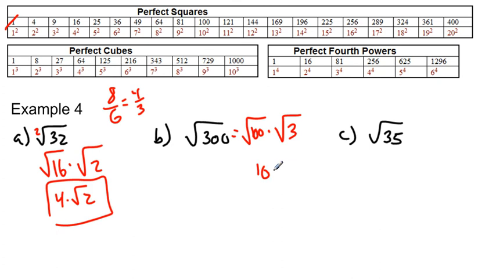And we cannot break down square root of 3, because look, none of these numbers goes into 3. So this right here is our simplified answer. Okay, let's go to square root of 35.